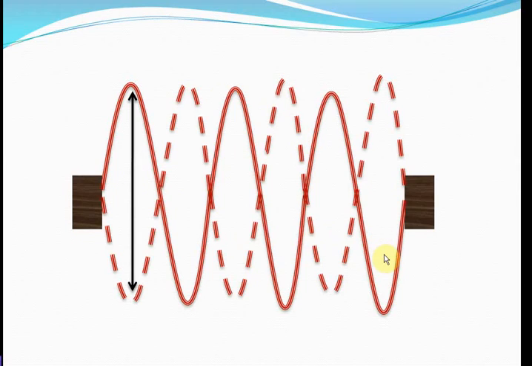But the primary condition in this case for a string fixed at two ends would be that there is a node at both the ends. As you can see, infinite such frequencies can exist for which standing waves can be created in a fixed string. The only condition is that there must be a node at the front end and a node at the rear end.